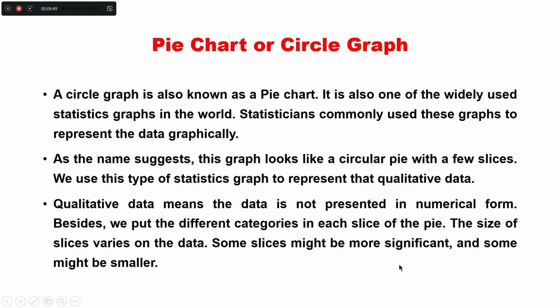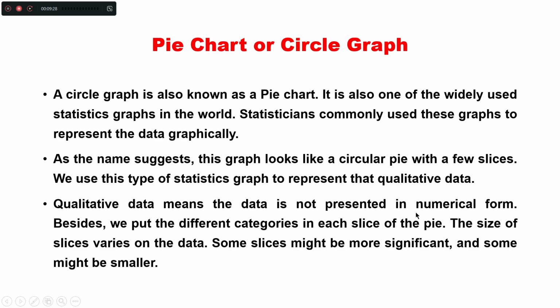Mostly, when we have four or five different categories, then we can go for a pie chart. If you have more than seven or more than eight different categories, don't go for a pie chart. The chart will not look very good. So when the slices are very few in number, like 4 to 5, we can go for a pie chart. And it is mainly used for qualitative data presentation.